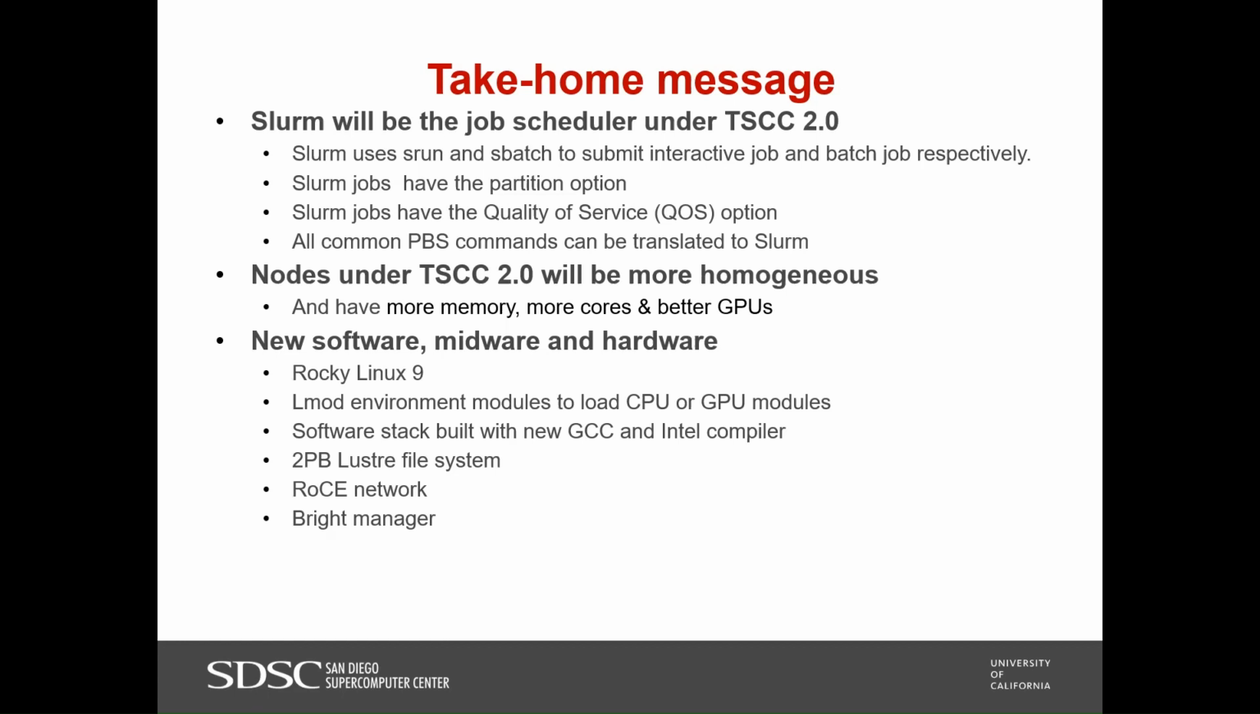I also mentioned several new software, middleware, and hardware. Rocky Linux 9 will be our operating system, and we will have new environment modules for you to load CPU or GPU modules. We have clearly divided our modules into CPU and GPU, and we will have a new software stack built with the new GCC and Intel compilers and their related MPI implementations.